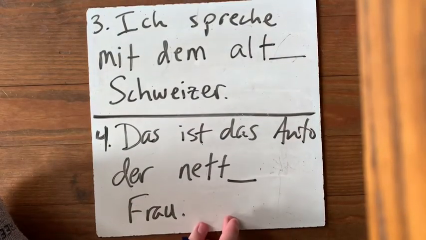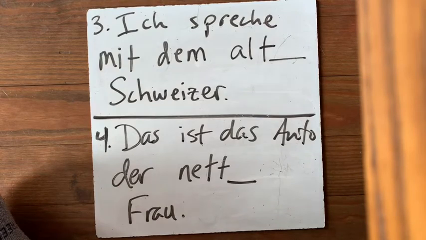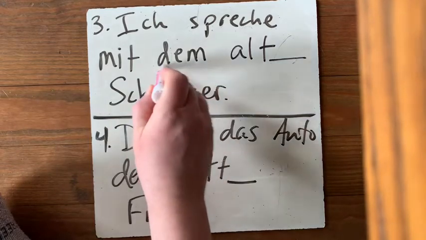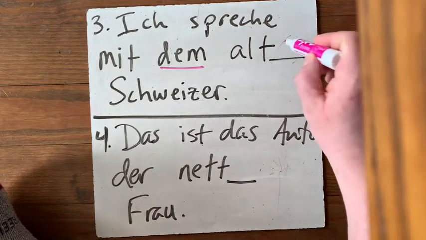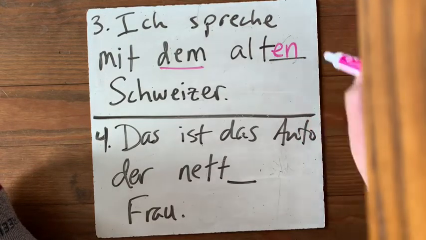Number 3, I'm speaking with the old person from Switzerland. Fair enough. Now you got an immediate clue, and this is one that's kind of nice. It's not a big thinker. If you read this sentence and you see dem, it's a done deal because dem is only used with one case. The only case that uses dem is dative. And dative's one of our faves. When you have a noun that's dative, you don't have to think. Your ending is automatically going to be en.